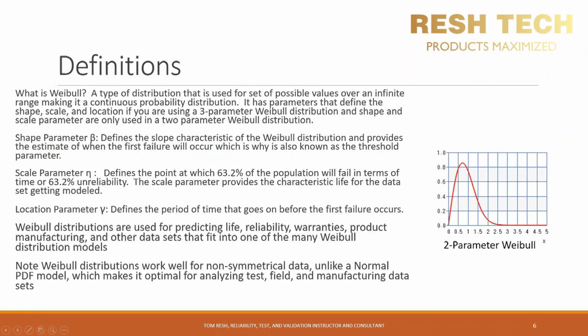Okay, let's get back to that boring stuff. So what is Weibull? Weibull is a type of distribution that is used for a set of possible values in an infinite data range, or also called a continuous probability distribution. What is meant by an infinite data range is that we are determining the life or reliability of a product or system over a time scale, and time as we know it is infinite, unless this is the Twilight Zone, and then no rules or reason apply.